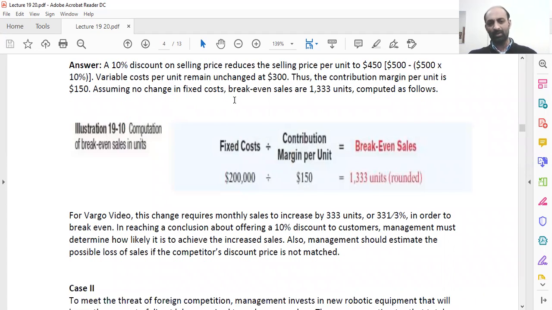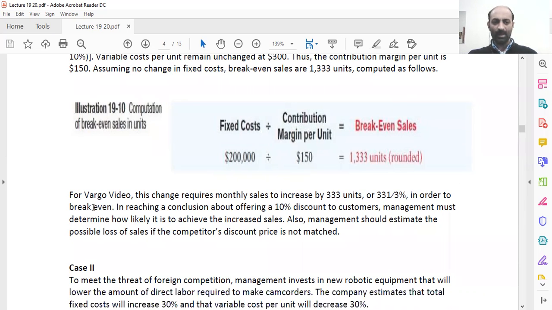Assuming no change in fixed cost, break-even sales are 1,333 units. Why? Because you always divide the total fixed cost, which is 200,000, by the contribution margin per unit, which is 150, the new contribution margin per unit figure. So you get the break-even in units. For Vargo Video, this change requires monthly sales to increase by 333 units in order to break even.